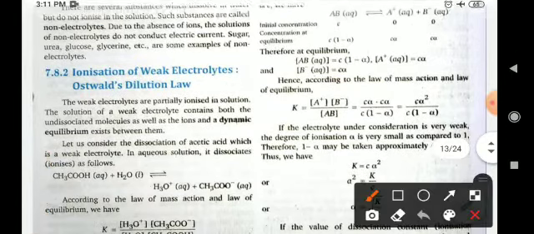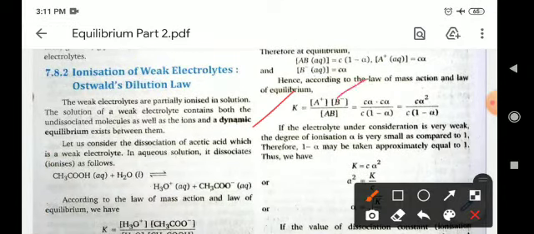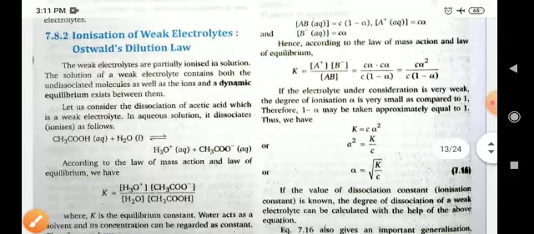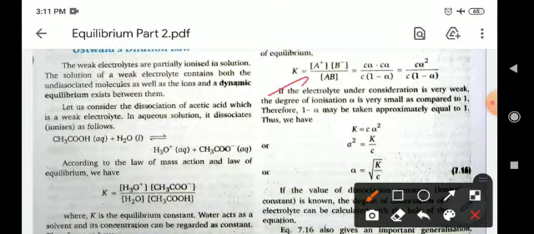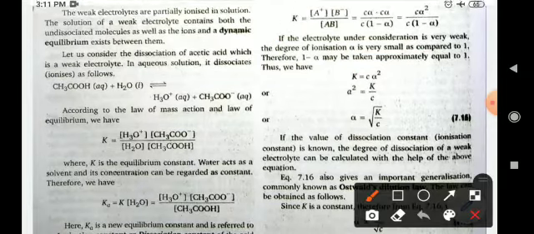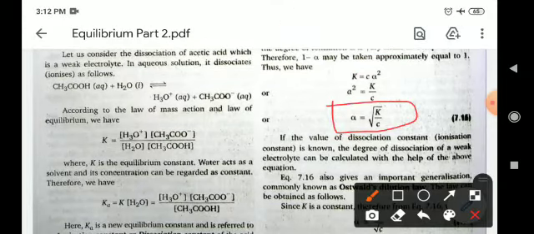According to the law of mass action, K equals the active mass of the products upon the active mass of the reactants. Putting in this value and calculating, we get K equals C alpha squared upon C(1 minus alpha). If the electrolyte under consideration is very weak, then the degree of ionization alpha is very small compared to 1. Therefore 1 minus alpha may be taken as approximately equal to 1. Then K equals C alpha squared, or alpha squared equals K by C, or simply alpha equals under root K by C. So this is the dissociation constant for a general reaction for a weak electrolyte.